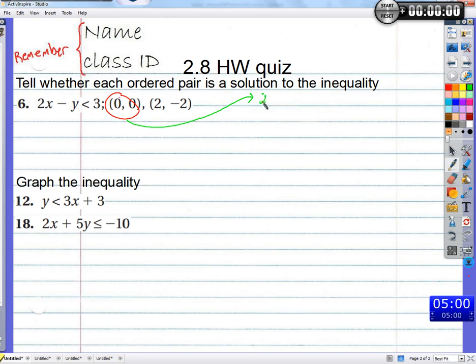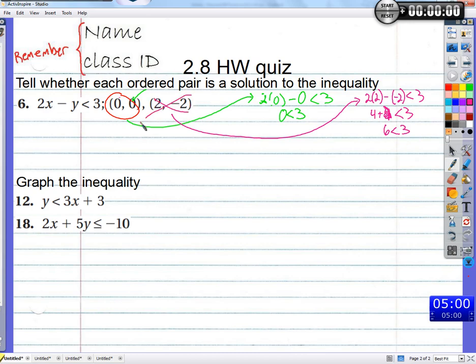If it says something that's false, then it's not a solution. So, 2 times 0 minus 0 is less than 3. Let's see. 0 minus 0 is 0. Is that less than 3? Yes. And then we plug in 2 for x and negative 2 for y. So 2 times 2 minus negative 2 less than 3: 4 plus 2. Is 6 less than 3? No, it's not. So not a solution.